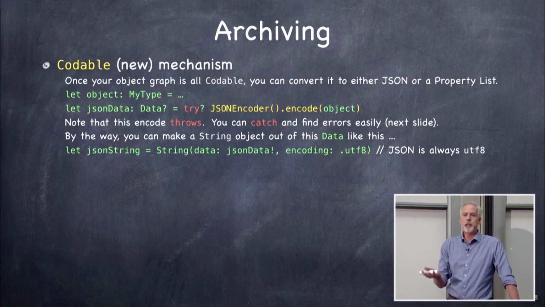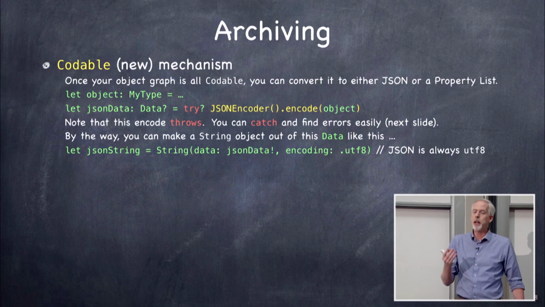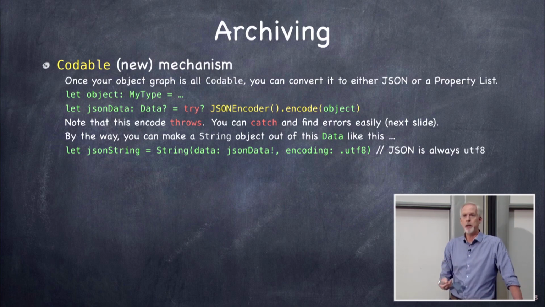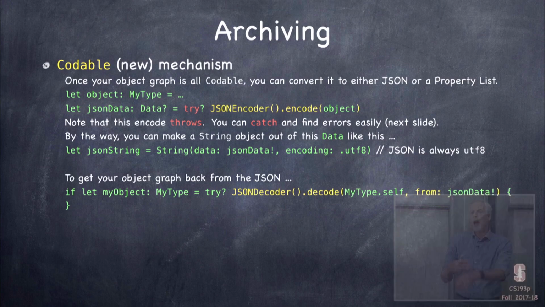So you can always just take a data blob, like JSON data from that previous line there, and create a string with it. And all that string needs to know is what's the encoding. You say it's .utf8, which is Unicode 8-bit encoding. All right, now, what if you have a JSON representation of your whole object graph and you want to create the object graph out of it?